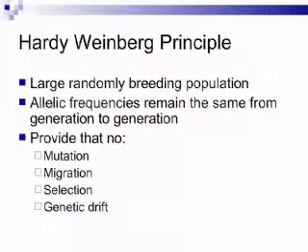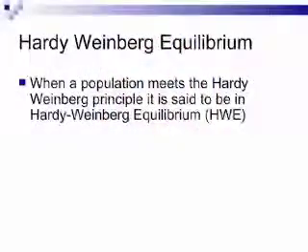The Hardy-Weinberg principle states that in a large, randomly breeding population, allelic frequencies will remain the same from generation to generation, assuming that there is no mutation, gene migration, selection, or genetic drift. For a gene locus with two alleles, P and Q, this can be expressed as P squared plus 2PQ plus Q squared equals 1. When a population meets all of the Hardy-Weinberg conditions, it is said to be in Hardy-Weinberg equilibrium. Here is Dr. LaBerge talking about the Hardy-Weinberg principle and genetic drift.